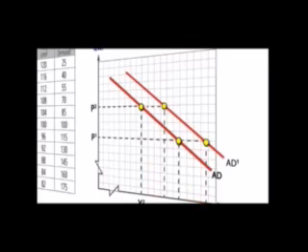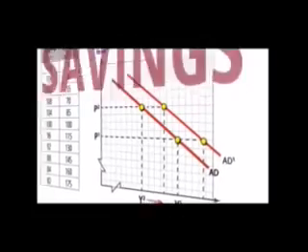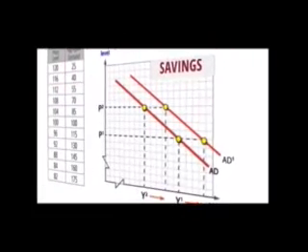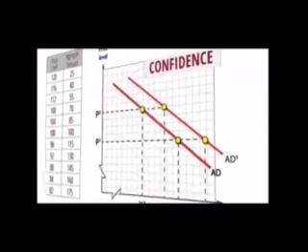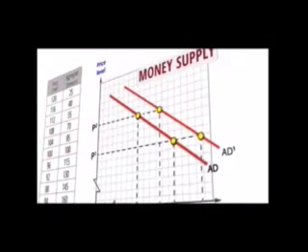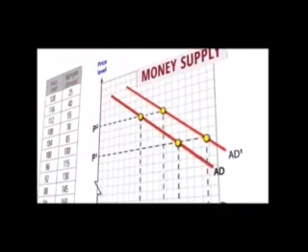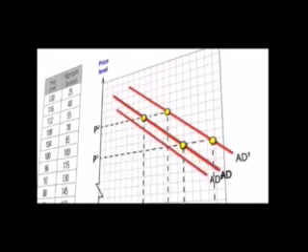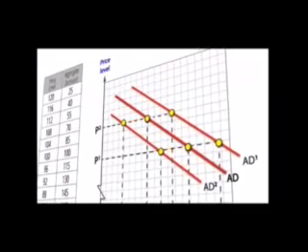Shifts from changes related to consumption include changes in decisions to save, changes in confidence levels and expectations, and changes in the quantity of money or availability of credit. For example, decisions to save more will result in a shift to the left in the AD curve.